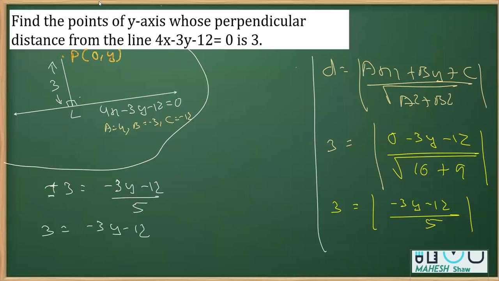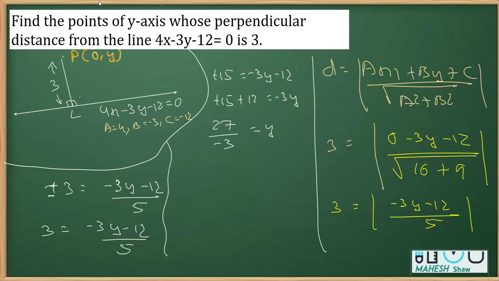In that case, I get 5 into 3, that is 15, so 15 is equal to minus 3y minus 12. Transposing minus 12 to this side, it's 15 plus 12, which is 27, equal to minus 3y. 27 divided by minus 3 is equal to y. So y we got as minus 9. So we got the value of y here.